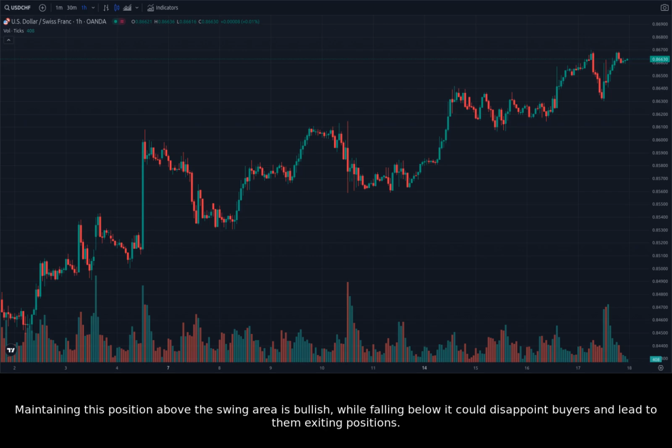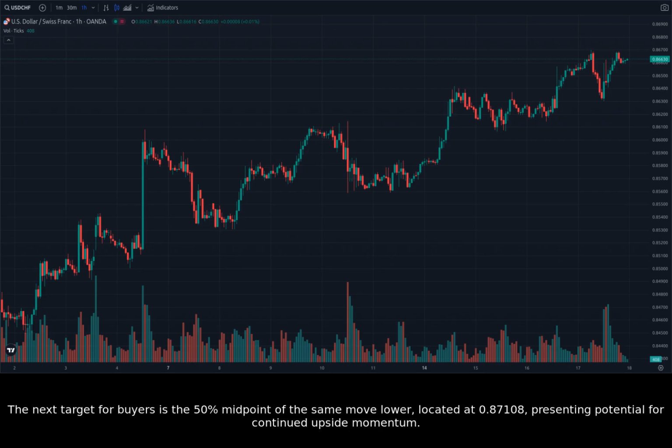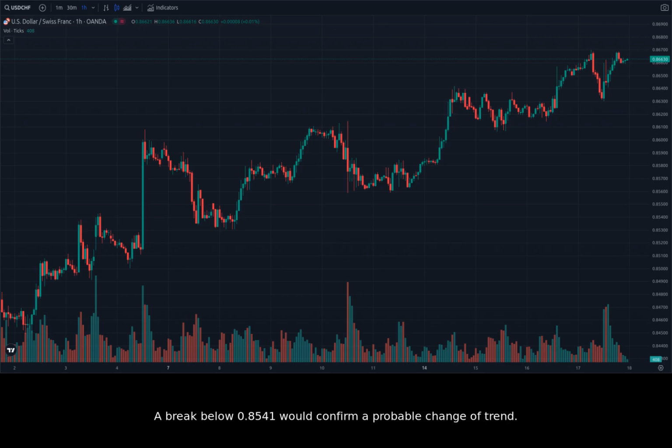Maintaining this position above the swing area is bullish, while falling below it could disappoint buyers and lead to them exiting positions. The next target for buyers is the 50% midpoint of the same move lower, located at 0.87108, presenting potential for continued upside momentum. A break below 0.8541 would confirm a probable change of trend.